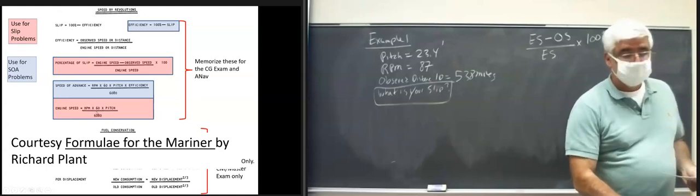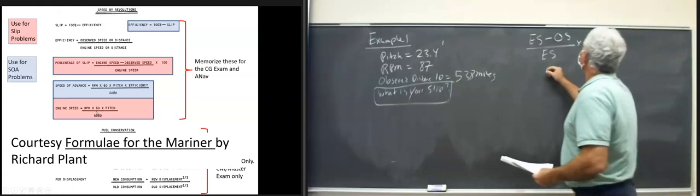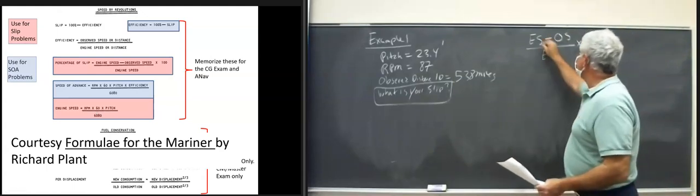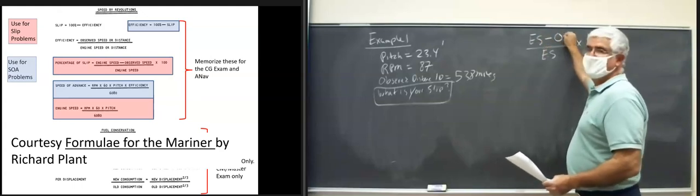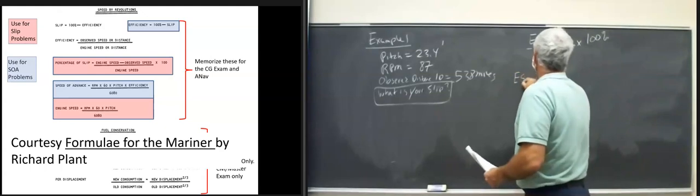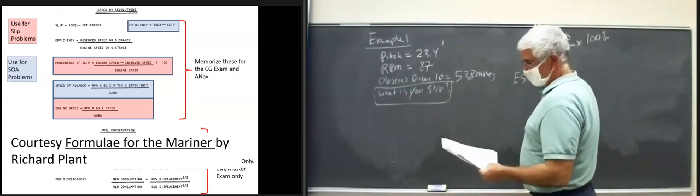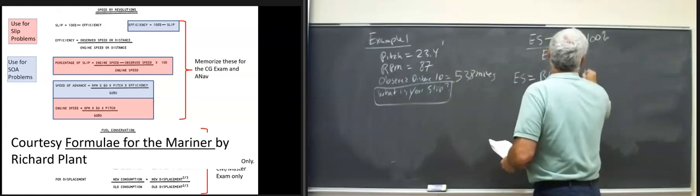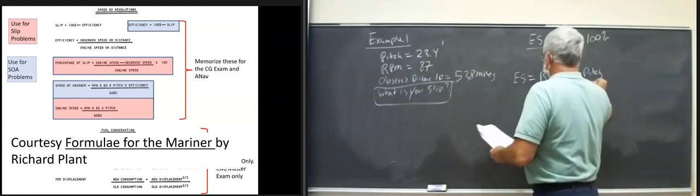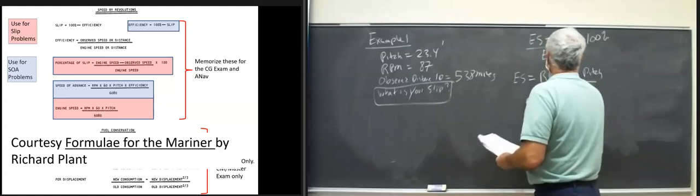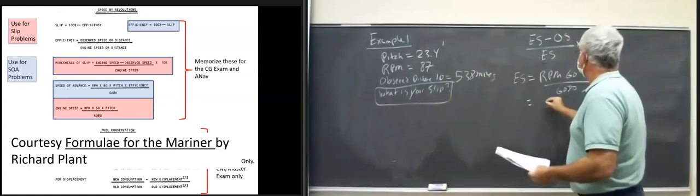So I've got to calculate my engine speed now, and I've got to calculate my observed speed. Engine speed, ready? It's RPM times pitch, all over 6080. So RPM, 87.